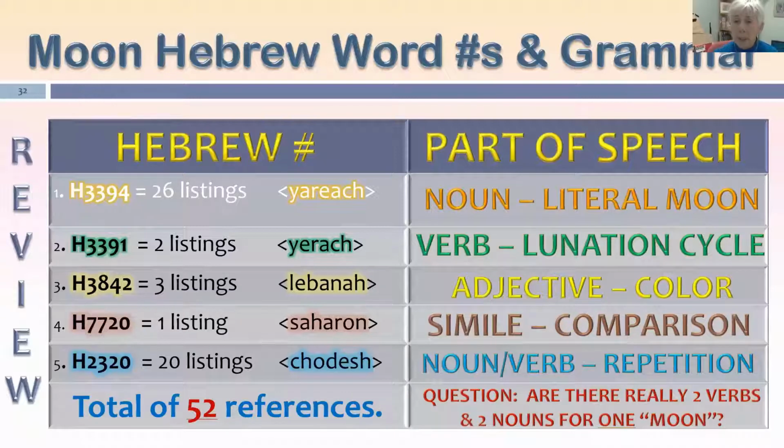Oh, somebody else is on. Are there really 2 verbs and 2 nouns for 1 moon?